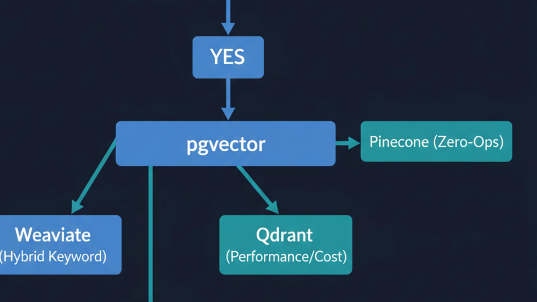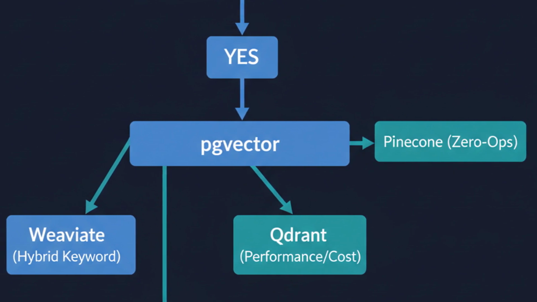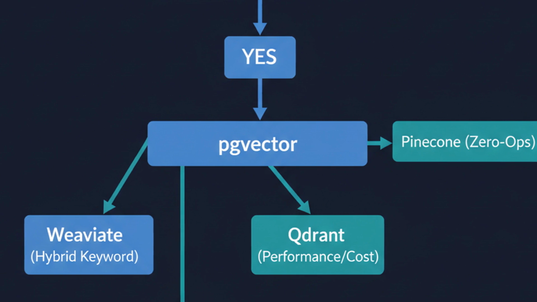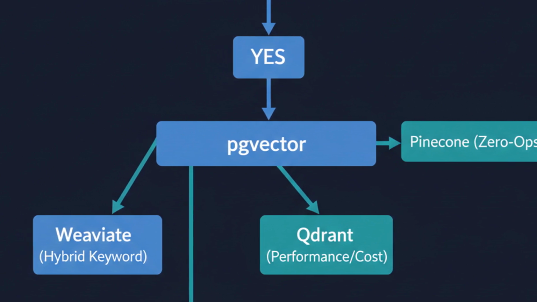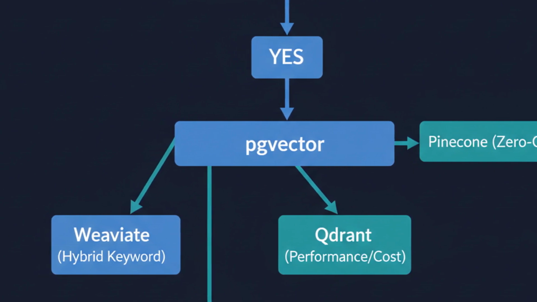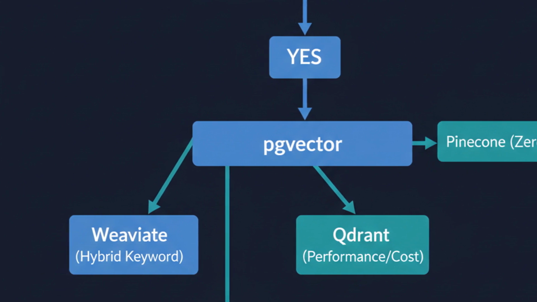So here is the decision framework. Already on Postgres and under 10 million vectors? Start with pgvector. Do not over-engineer. Want zero ops and fastest time to ship? Pinecone. Need top performance with control and lower cost? Qdrant. Building search where exact keywords matter alongside meaning? Weaviate's hybrid search wins. There is no universal best. There is only the best for your scale, budget, and team.